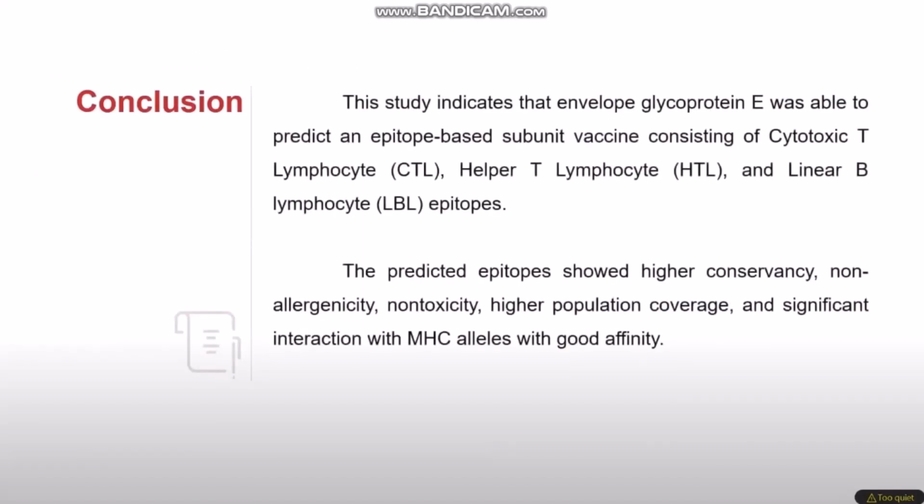Conclusion: this study provided valuable insights for the identification of a peptide vaccine against the dengue virus type 3 through immunoinformatics. Based on this strategy, the T cell and B cell epitopes in the envelope glycoprotein E were mapped and selected as vaccine targets. The predicted epitopes exhibited T cell and B cell selectivity, higher conservancy, non-allergenicity, non-toxicity, higher population coverage, and significant interaction with MHC class 1 alleles with good affinity. Based on the parameters, this design can be considered a plausible candidate for a vaccine against the dengue virus.